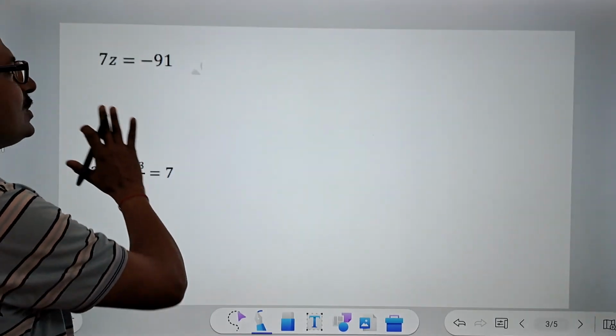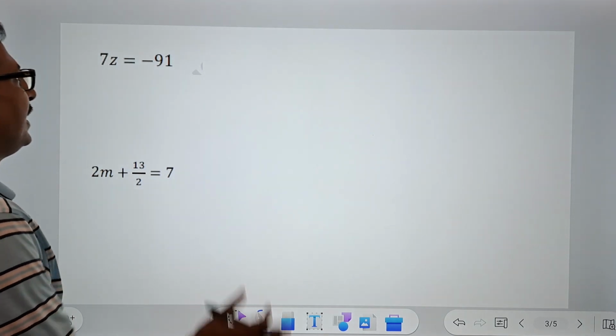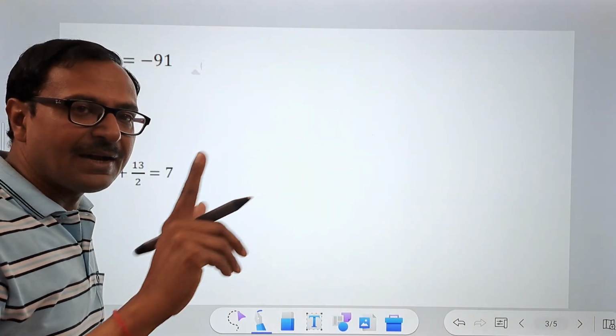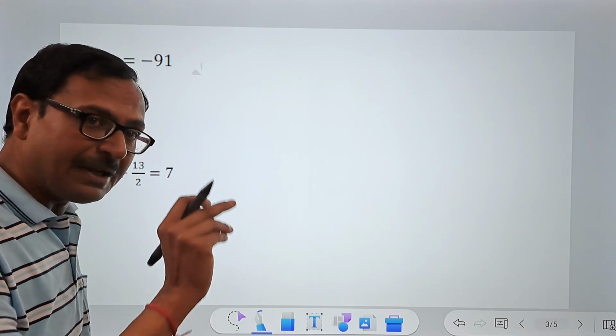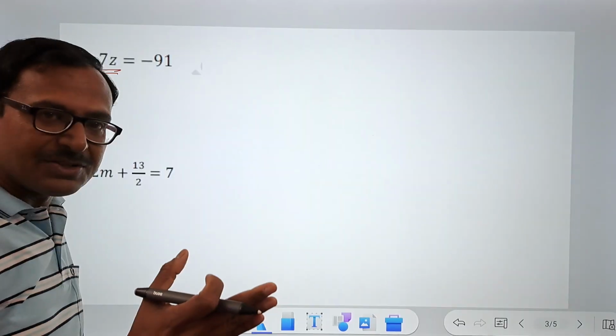Friends, let's see the first question. This is a very basic question here. I'll tell you where the students get confused. This 7 and z, the first thing is 7z is a single term because 7 and z are separated by multiplication. If there is no sign between a constant and a variable, it is multiplication.